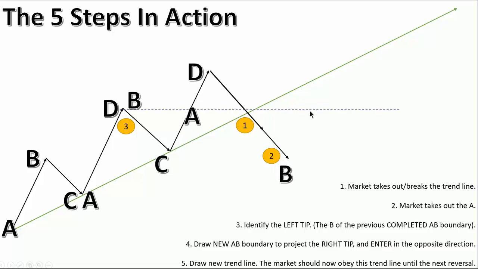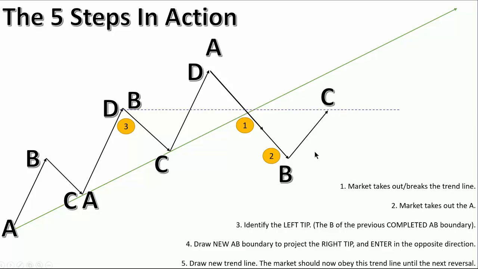Now, step number 4 comes. Again, it's not anything that you don't already know. You're going to look to draw your new AB boundary to project the right tip of your new crown. That's going to be your entry opportunity. So following the rules, I'm going to draw from the highest high to my first low for my new AB boundary. And I'm going to be looking for the opportunity to form, as I discussed, somewhere around this price point at the backside of the trend line.